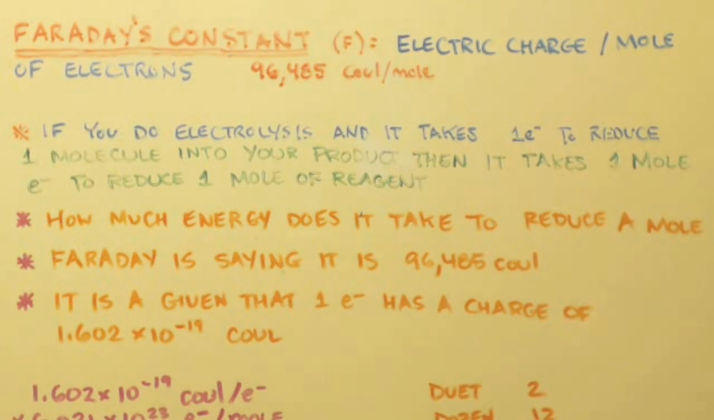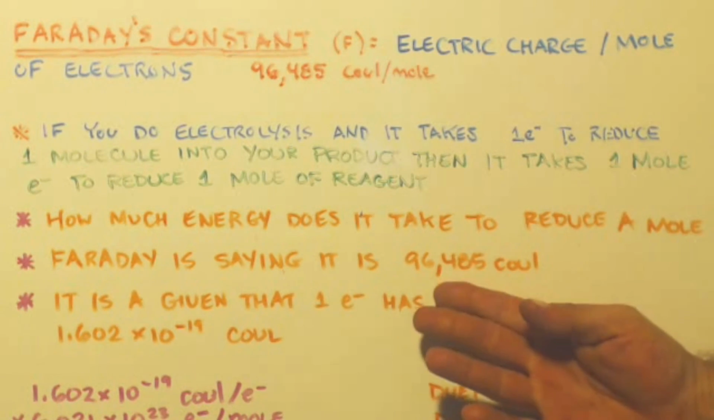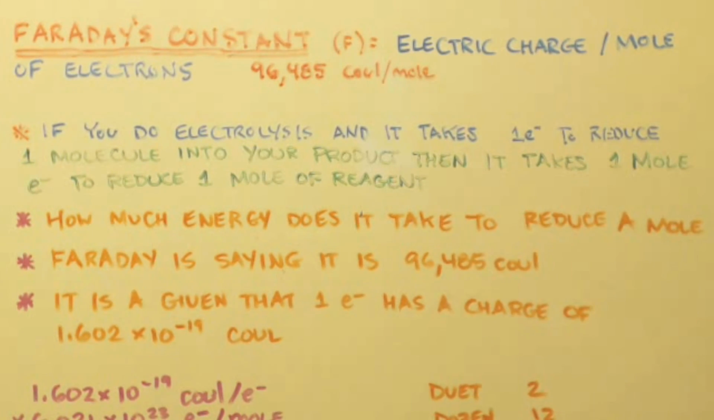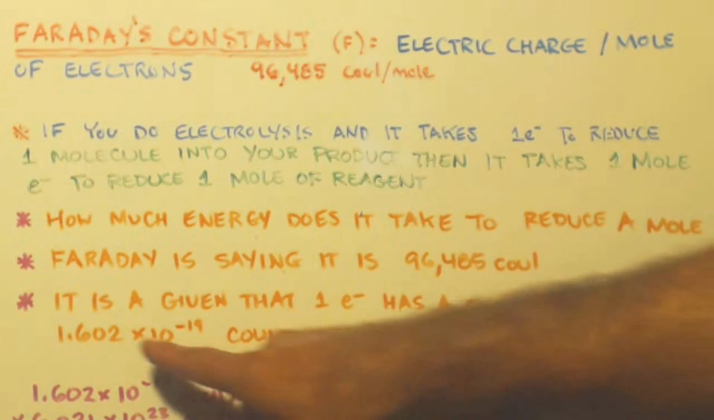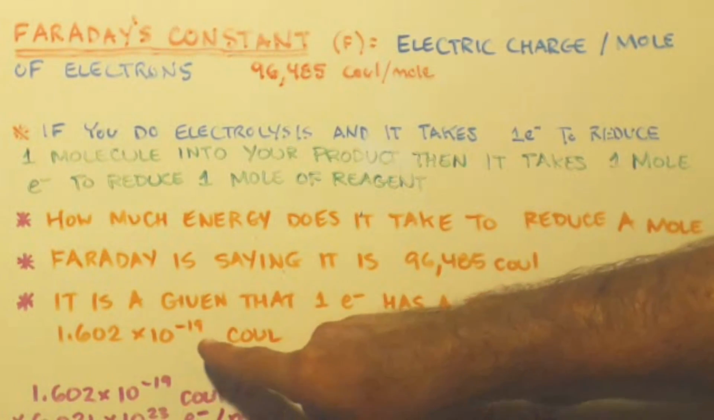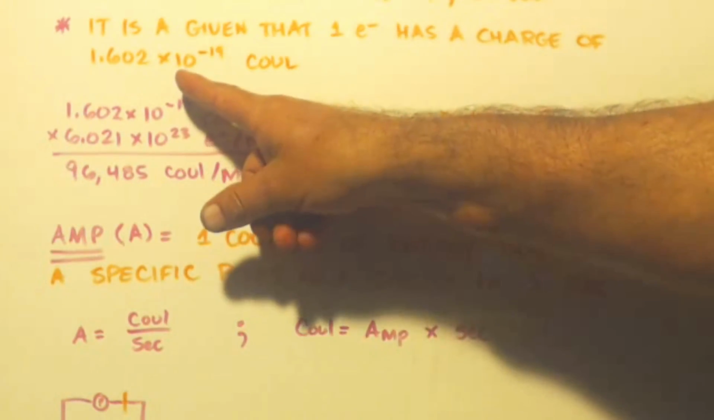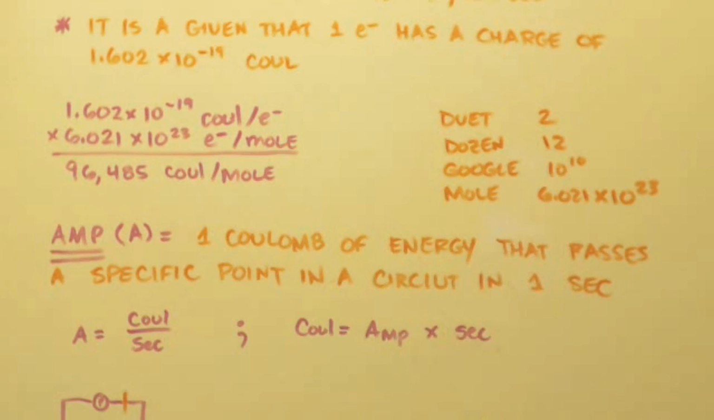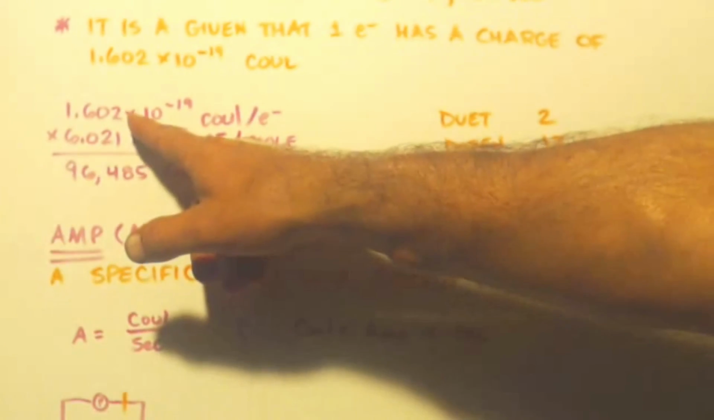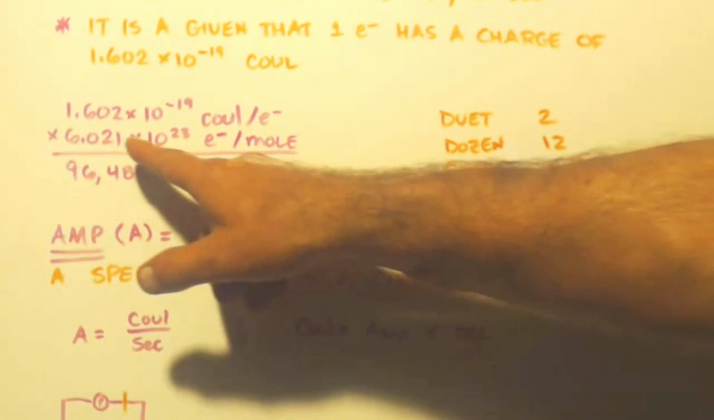Now, how much energy does it take to reduce a mole of molecules? Well, that's what Faraday's saying. He's saying it takes 96,485 coulombs. Now, it's a given what the charge is on one electron. One electron is 1.602 times 10 to the negative 19 coulombs. So if this is your charge right here on one electron, what's the charge on a mole full of electrons? I would just multiply this charge times a mole.